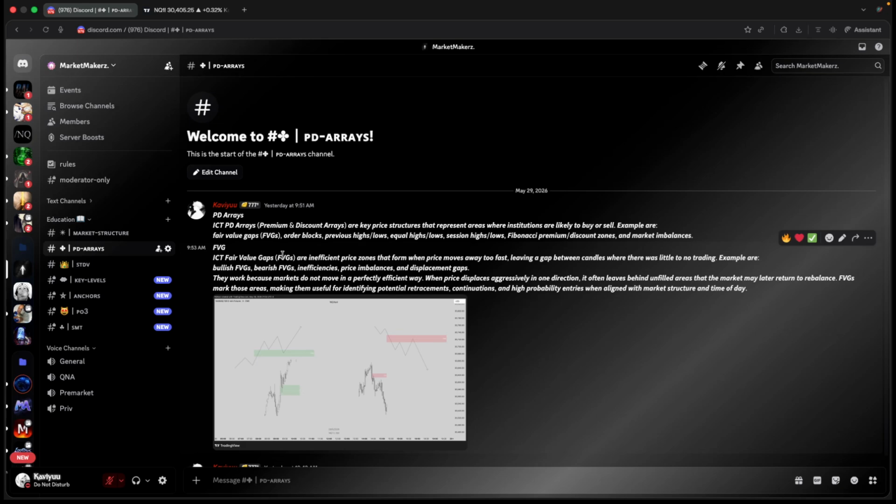Some examples are bullish fair value gaps, bearish fair value gaps, inefficiencies, price imbalances, and displacement gaps. Now the only ones I really use are bullish and bearish gaps. For inefficiencies you can use a BISI or a SIBI, but I will not cover that right now because I think learning the typical fair value gap is more important.